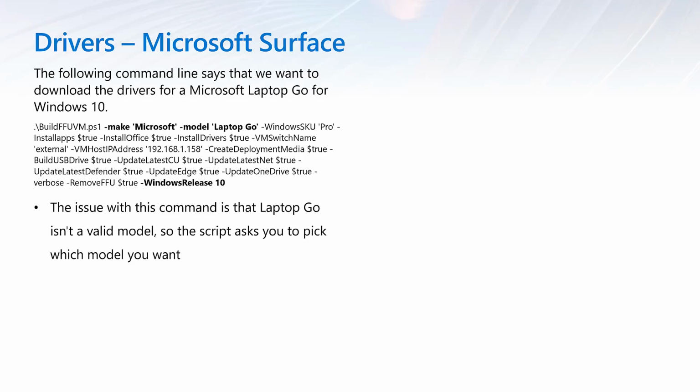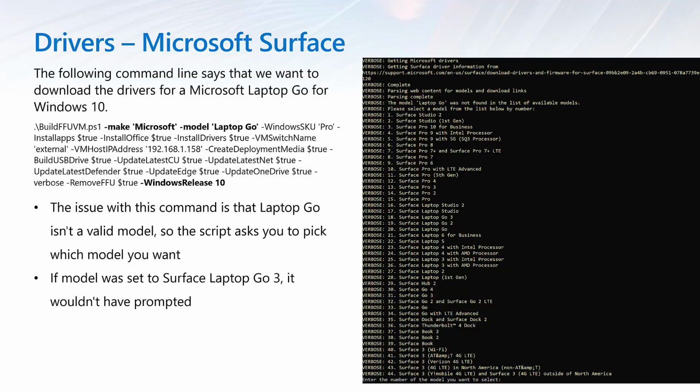Well, before we get to that, the issue is that Laptop Go doesn't exist, and you probably purchased a Surface Laptop Go 3. And if you typed that in for the model, whether Surface Laptop Go 3 or Laptop Go 3, then you wouldn't have been prompted. And so in this case, when you just use the command as is, you get prompted for all of the different models that are out there from Surface. There's only 44. I think now it's more because we just added the Pro 11 and the Laptop 7. So it should be up to 46 now.